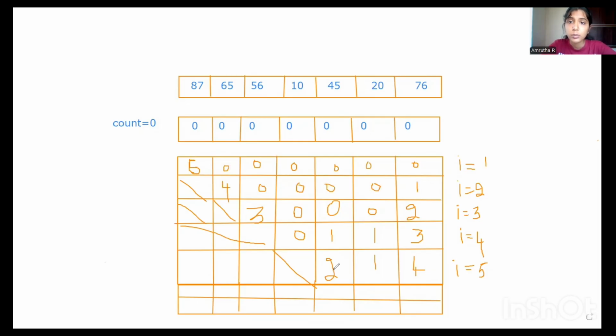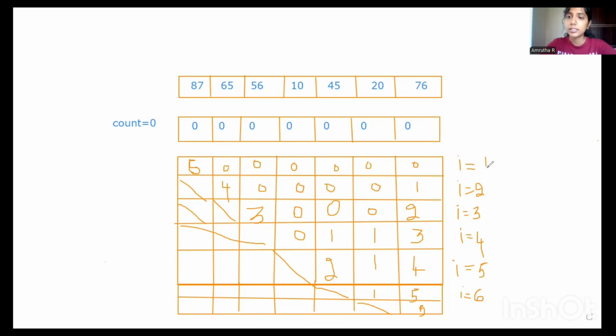Now we have got the position of 45 as well. Now we are comparing 20 with 76, which is greater, 76 is greater. So we are incrementing the count of 76 to 5, and 20 remains as it is, which is 1. Now comparing 76, we have the same value. So this is our iteration number 6.